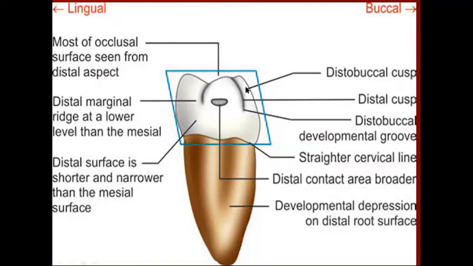This is the distobuccal cusp, distobuccal developmental groove, straight cervical line, distal contact area broader, developmental depressions on distal root surface. Most of occlusal surface seen from distal aspect, distal marginal ridge at a lower level than the mesial. Distal surface is shorter and narrower than the mesial surface.